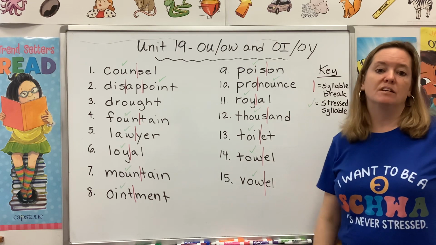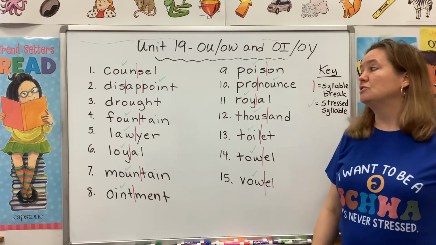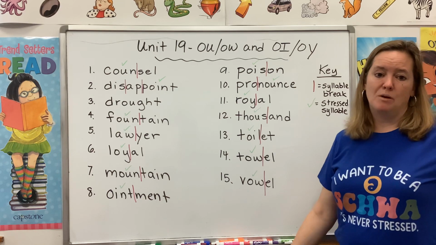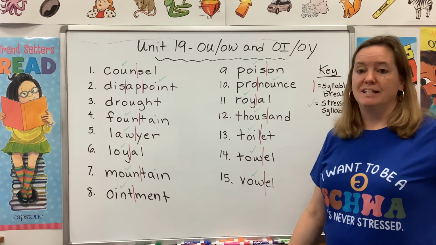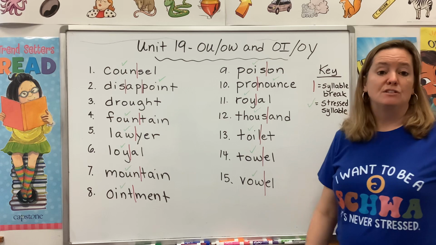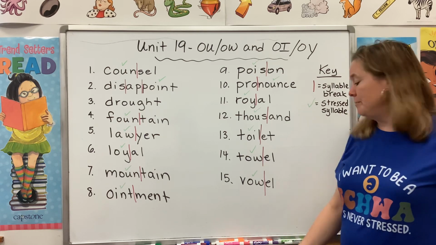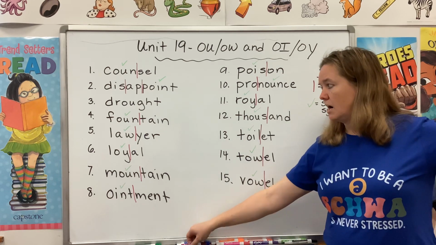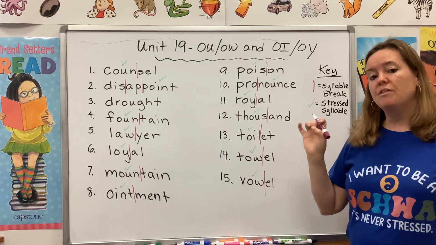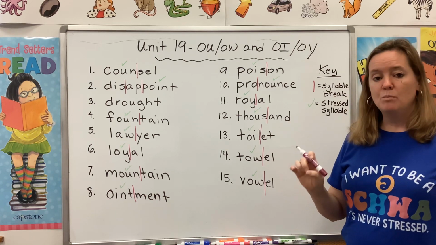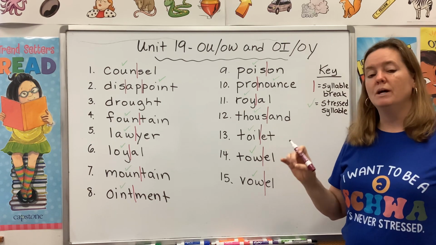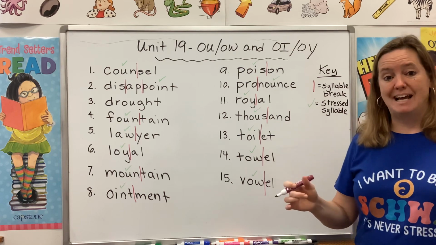All right, notice I already went ahead and used pink lines to mark our syllables and green check marks to mark the stressed syllable. That's the part we say a little bit louder and stronger. All right, so what I want to do now is I'd like you to choose a color, and I want to go through and find all of our words that use OU to make the ow sound.